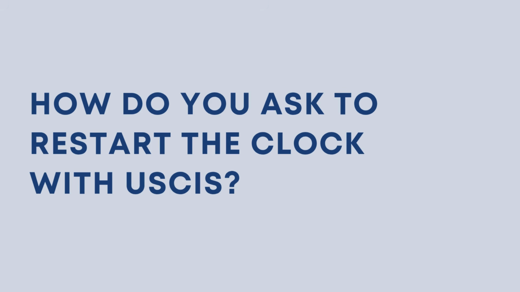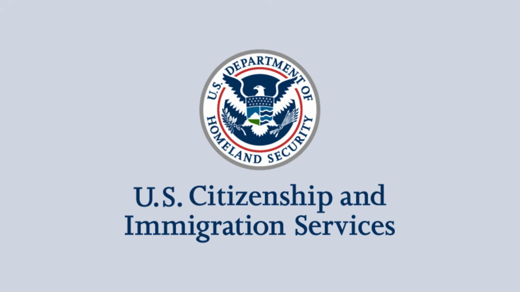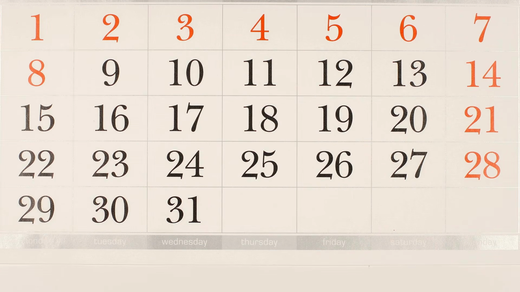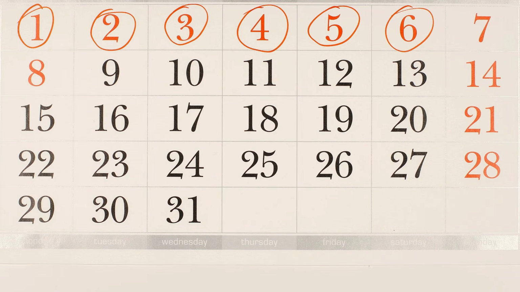How do you ask to restart the clock after it has been stopped with USCIS? If you applied for asylum with USCIS and your clock has been stopped because you failed to attend a biometrics appointment or asked to reschedule, then the clock will restart once you appear for your rescheduled appointment or interview.